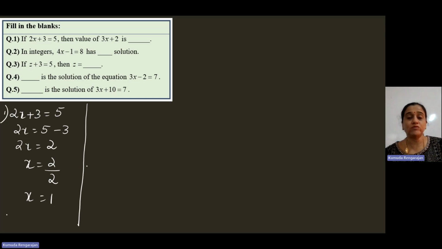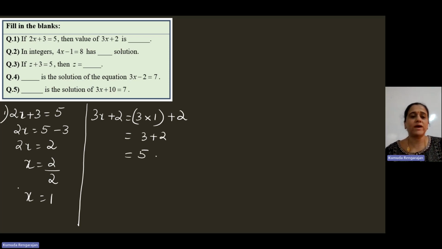Now we have to find the value of 3x plus 2. So 3x plus 2 is equal to 3 into 1 plus 2. 3x is 3 into 1 because the value of x is 1. Okay, so 3 into 1 is 3. You can also write it like this, and you can put it in a bracket like this. Okay, plus 2. So 3 plus 2, 5. So the value of 3x plus 2 is equal to 5.